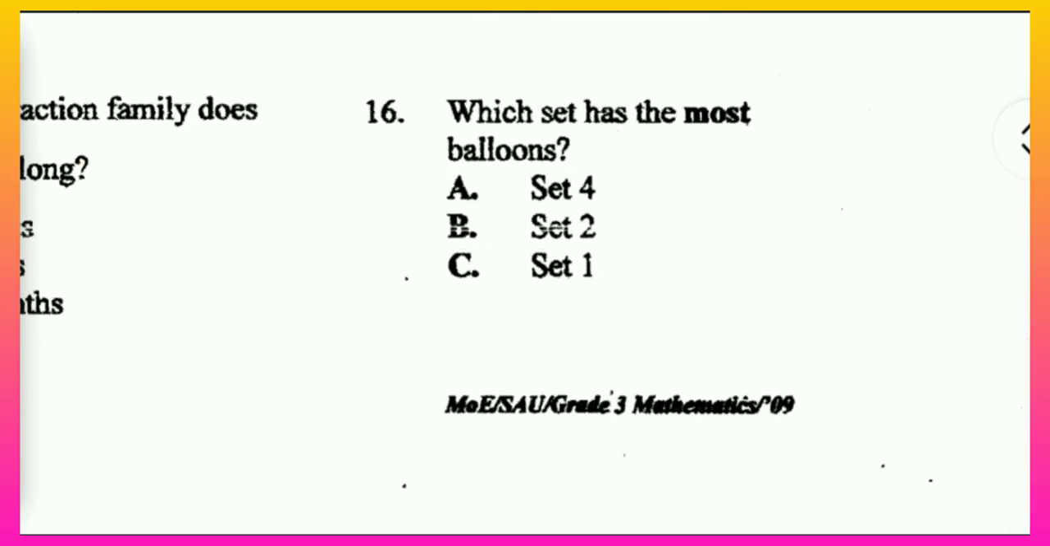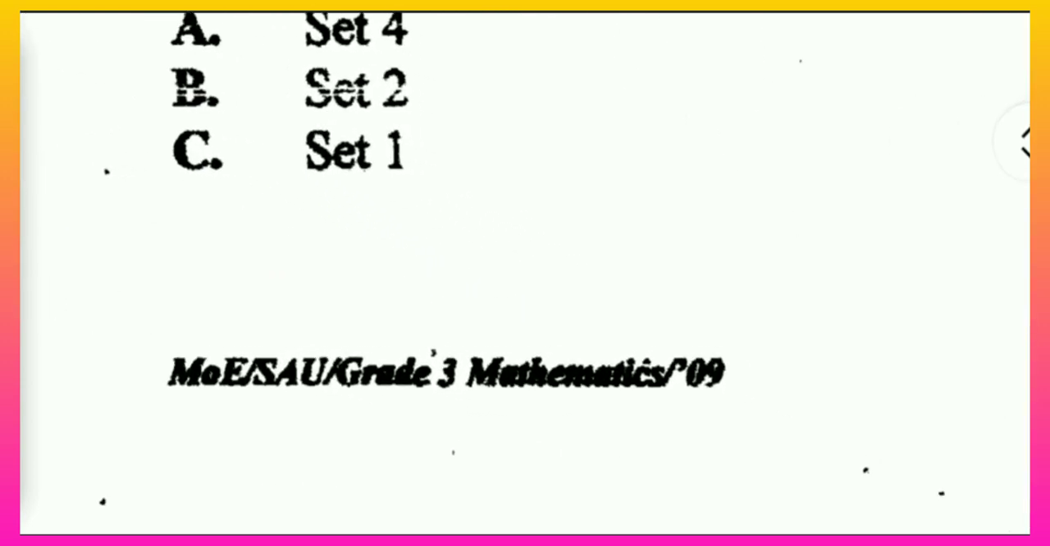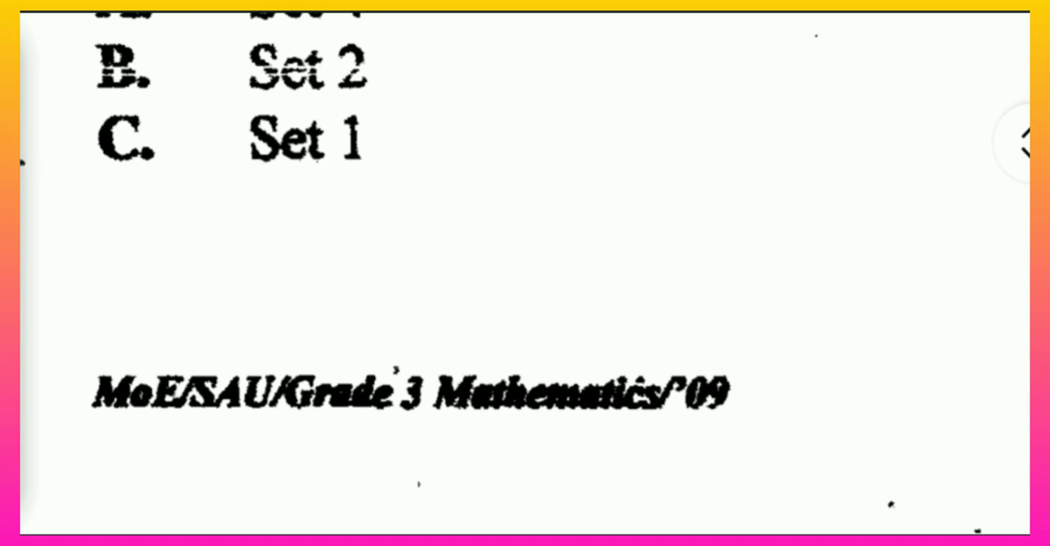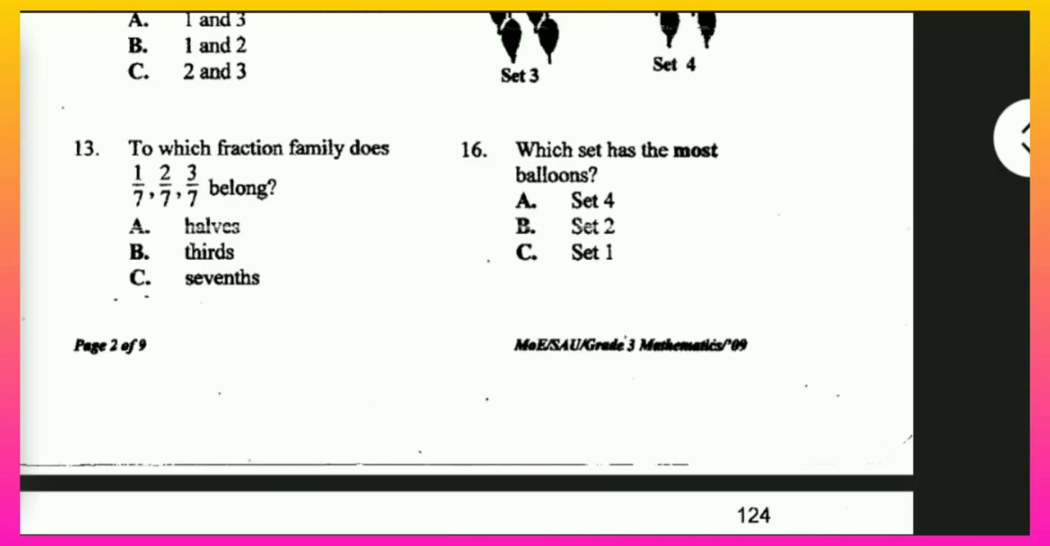Alright, and as you can see here it says MOE, which is Ministry of Education. SAU is for Students Affairs Unit, Grade 3 Maths 2009. So the 09, so that's the past paper I'm working out with you.